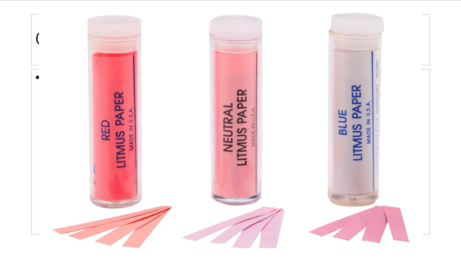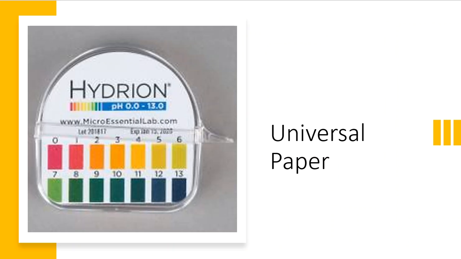But when I say universal, we actually have something a little bit better than that. And this is one of the reasons that we don't just mess with neutral litmus paper, because we have something called universal paper instead. So the nice thing about universal paper is it's not just red and blue based. You actually see all of the colors in the middle.